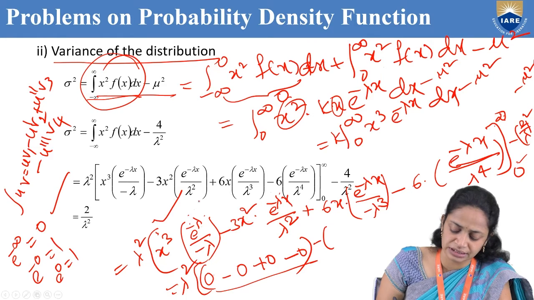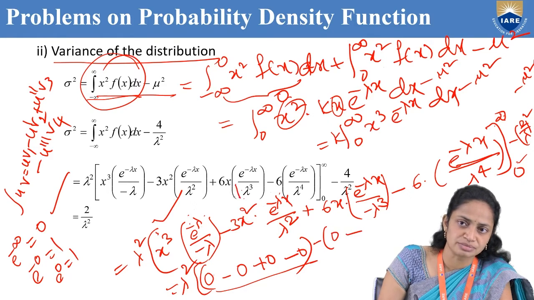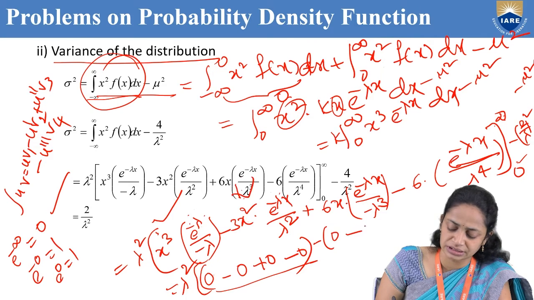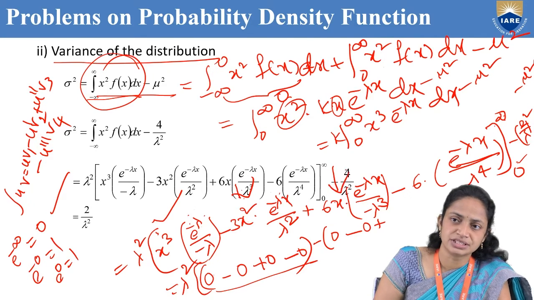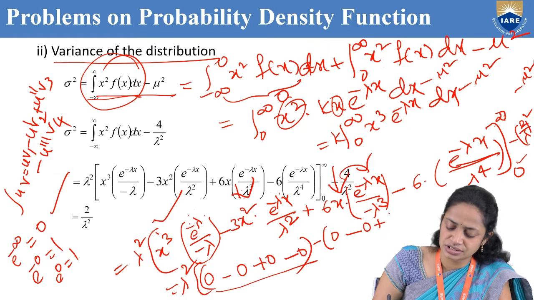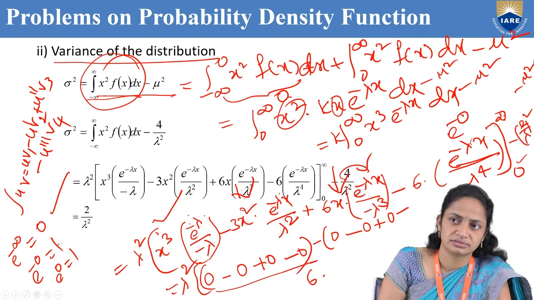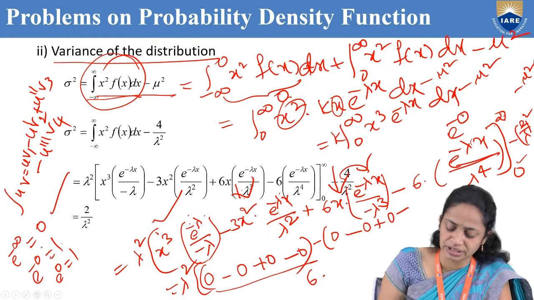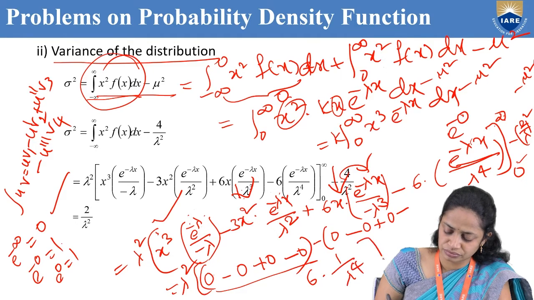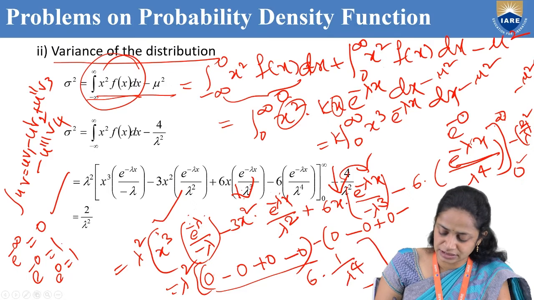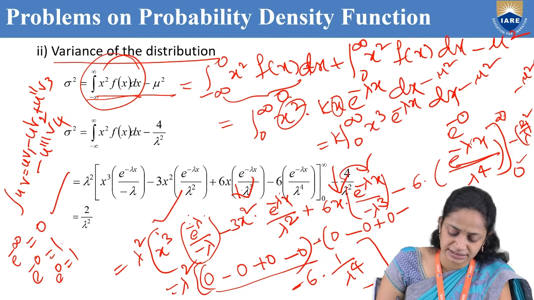So 0 into anything is 0, minus. So I am substituting 0 here. 0 into anything is 0. Plus I am substituting 0 here. 0 into anything is 0, minus. Minus 6 into, so I am substituting 0 here. So that is e power minus 0, right? So e power minus 0 is 1. So that's why that is 1 by lambda power 4. Okay, so this is minus, right? So minus into minus plus.